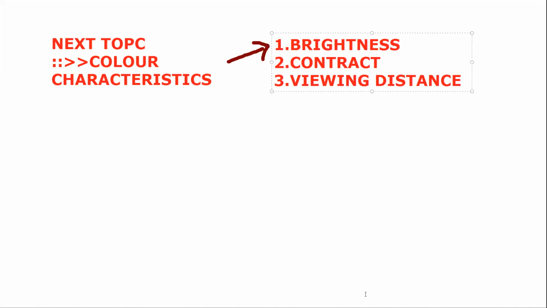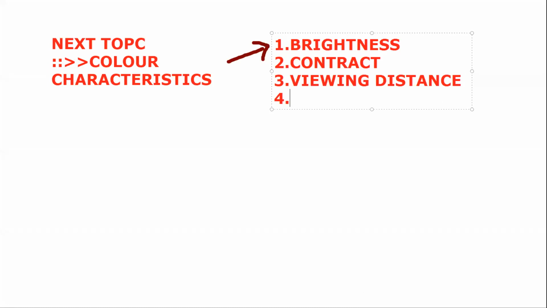While viewing TV, a small light should be kept on in the room so as to reduce overall contrast. This prevents strain to the eyes, so there is less fatigue. So this is the third characteristic.